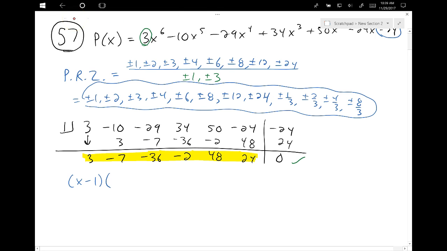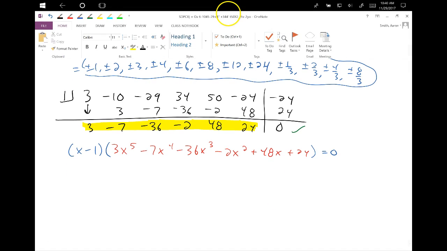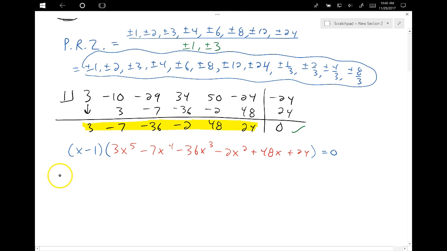And remember, when we do synthetic division, it knocks it down a power. So if we start at x to the 6th, this is going to be 3x to the 5th minus 7x to the 4th minus 36x cubed minus 2x squared plus 48x plus 24. Now we need to knock that down even more. So I'm going to look at what I have written in red there and continue doing synthetic division on that. Now remember, you should always check the one you did before because it could be a multiple root. So I'm going to check 1 again, but I'm going to do it with the red numbers.